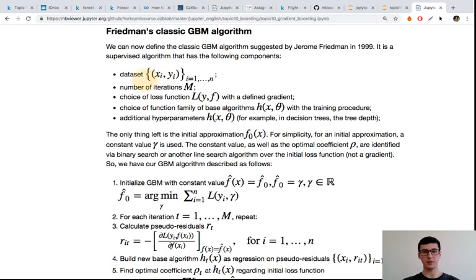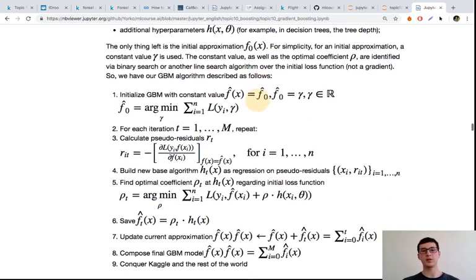So we'll have a data set, pairs x_i and y_i. We'll define a number of iterations. Here it's denoted as M. And we'll have a family of base algorithms. Here they're denoted as h. So this will take x. And these base algorithms are parameterized with theta. And so maybe we've got some additional hyperparameters here. So the main step is that we'll initialize our first prediction just as a constant.